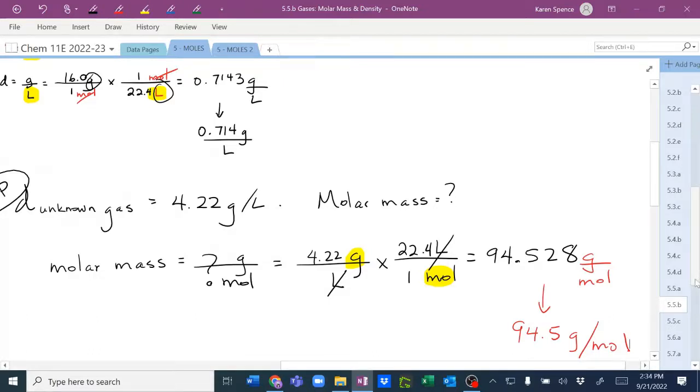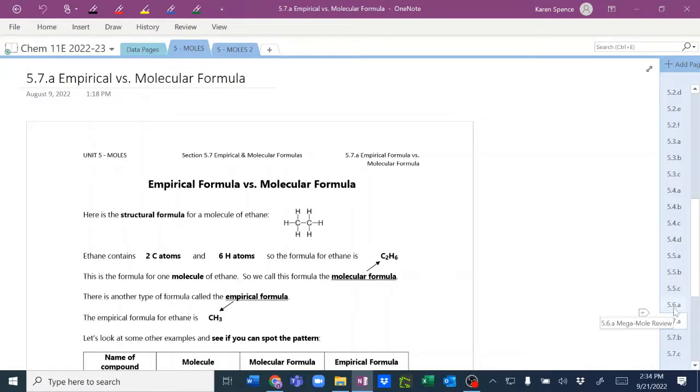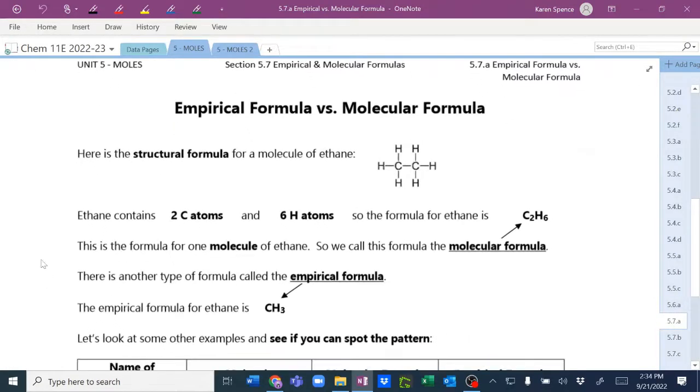5.7a on page 107. What happened to 5.6? Oh, that's a review. Okay. Where to go? All righty.